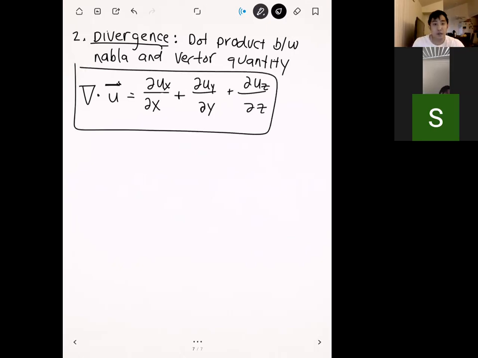And so you're going to take the components, you're going to take the partial derivatives of each component in that specific direction. So we're going to take partial ux, partial x, partial uy, partial y, partial uz, partial z, okay? And then you're going to add them all up together, okay? And so the reason I call this the opposite of a gradient is that it's going to decrease the dimensionality by one. And so if you take the divergence of a vector, you turn it into a scalar, okay?